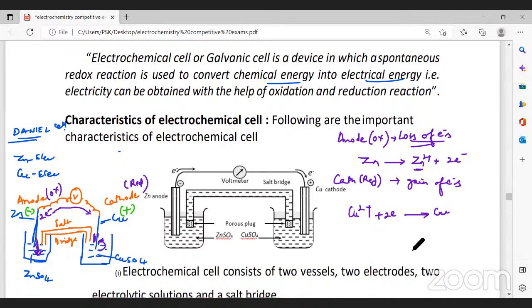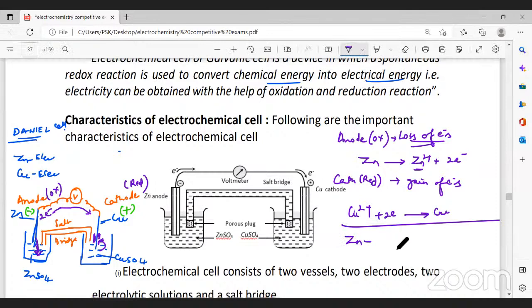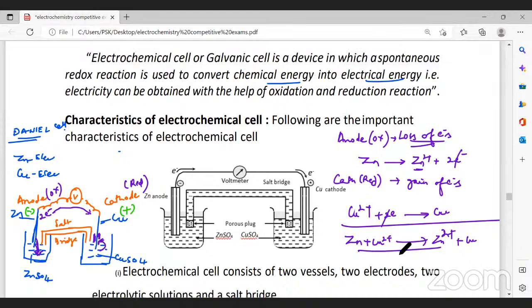So when you add these two equations, we get Zn plus Cu2+ giving Zn2+ plus Cu. The two electrons get cancelled. Therefore, this is the overall reaction. Did you understand the overall reaction? Yes, sir.